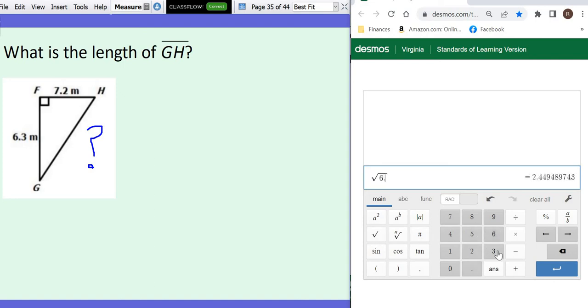Then you take your leg, square it, and you add your other leg squared. So that means that GH is 9 point, let's round to the nearest tenth. 6 makes that 5 go up to 6. 9.6 meters long. All right, so let's do another example.